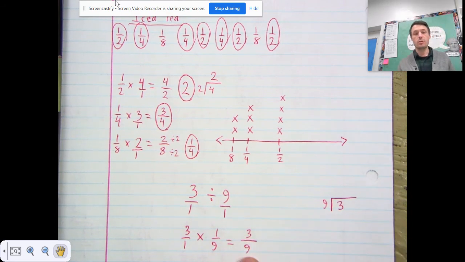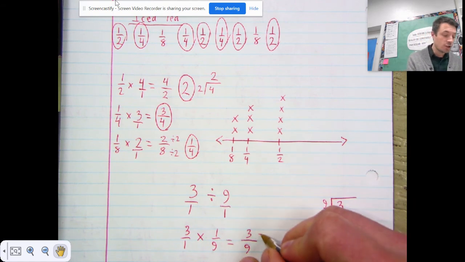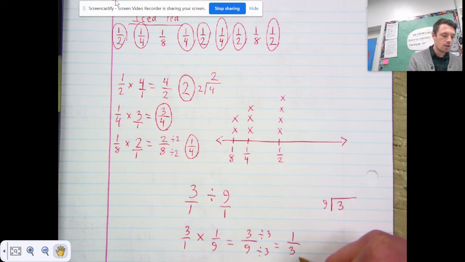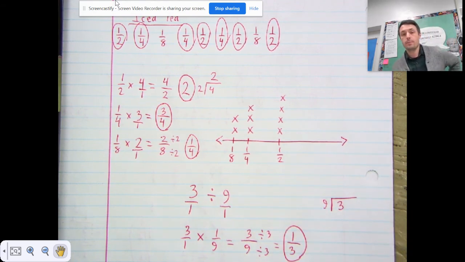And of course, 3/9 can be simplified. The GCF is 3, because 3 can fit into itself once, and it can fit into 9 3 times. 3 divided by 3 is 1. 9 divided by 3 is 3. So the fair share is 1/3.